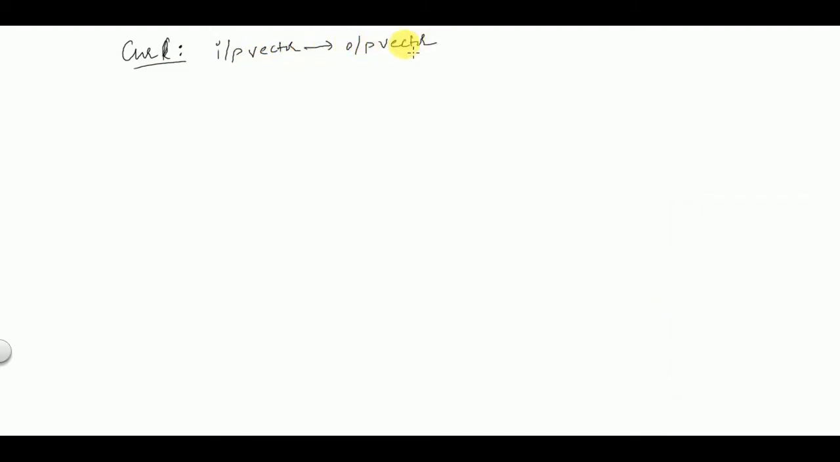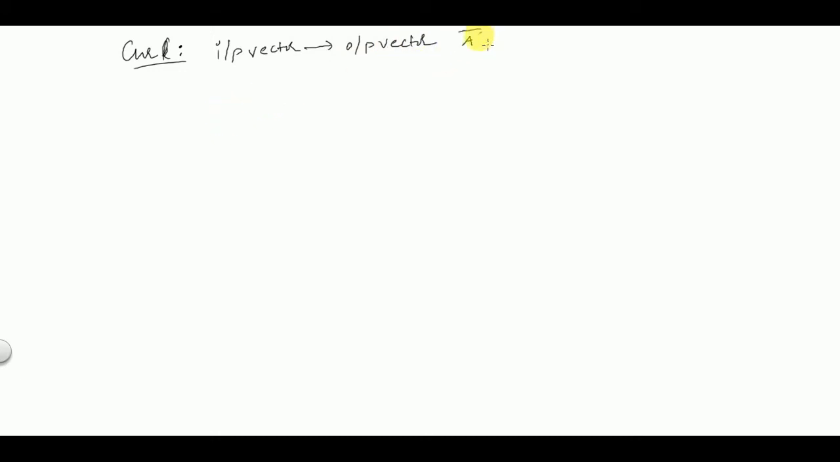curl and Laplacian. So first operation is the curl operation. In the curl operation, the input is a vector quantity, and the output is also a vector quantity. So the input is a vector and the output is also a vector.